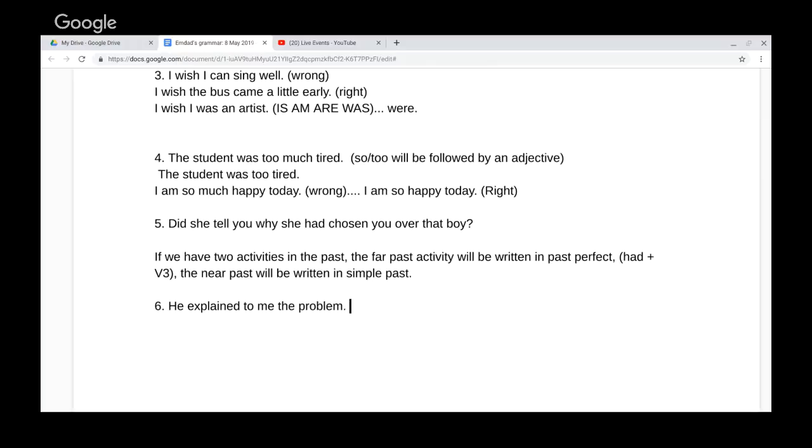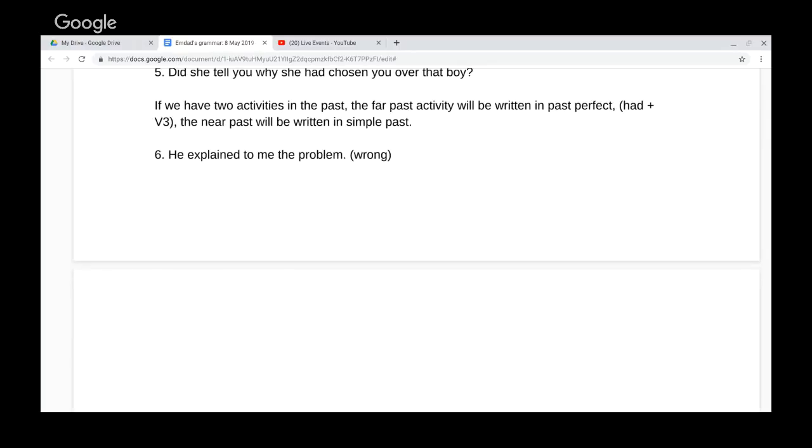So let me write it here. This sentence is wrong. And let's write the correct sentence. Now, the right structure for this one is: explain something to somebody or someone. Explain something to someone. This scenario will be used when something is just one word. The problem, the failure, the cause. Just one word, or a fixed term. So how will it be? He explained the problem to me. Is it clear?